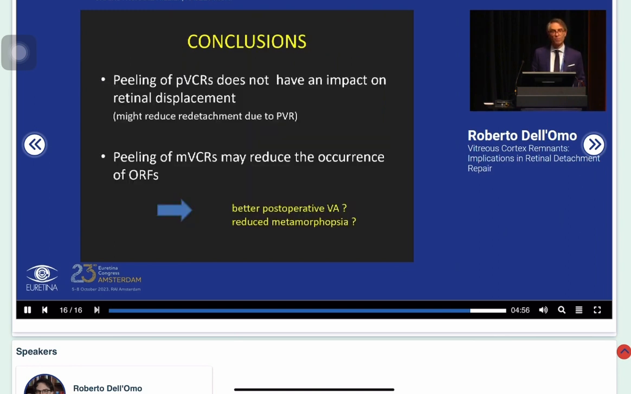So in conclusion, peeling of peripheral VCR does not have an impact on retinal displacement, but might reduce the detachment rate due to PVR, and peeling of macular VCR may reduce the occurrence of outer retinal folds. We don't know if this can reduce the post-op metamorphopsia or increase the post-op visual acuity.